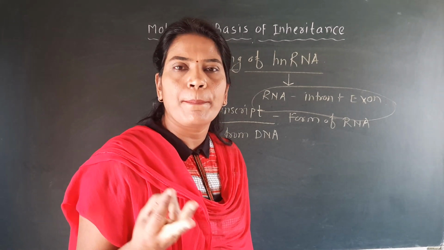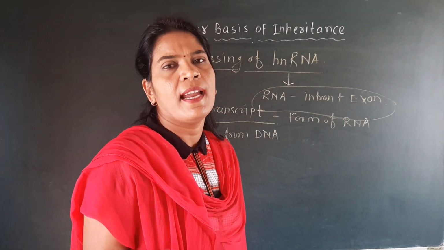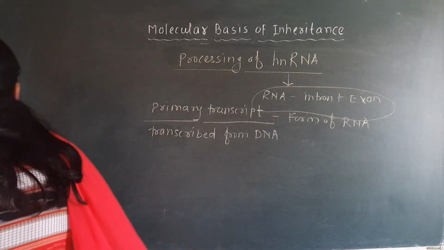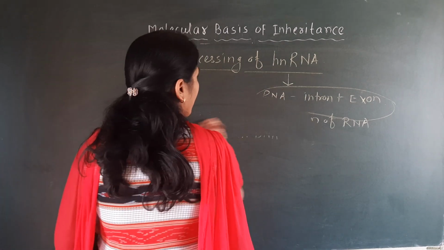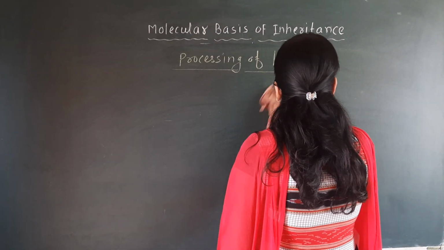by three processes, and those are capping, then splicing, and the tailing. So we'll see the processing of hnRNA by this diagram.